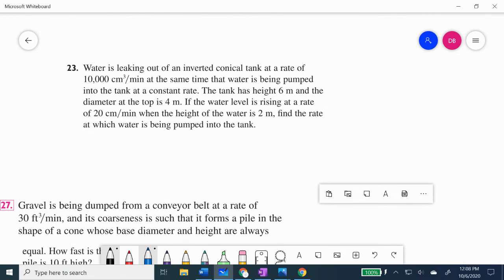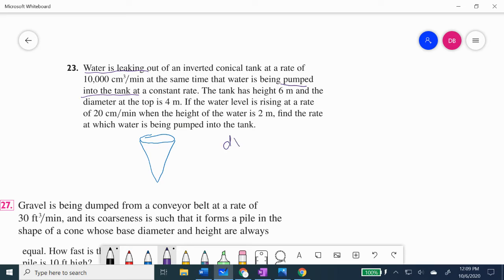Next problem, number 23. The infamous conical tank. An inverted conical tank will take on this shape. And we have water leaking out at 10,000 cubic centimeters per minute. At the same time, water is being pumped into the tank at a constant rate. Let's say that that constant rate is C.